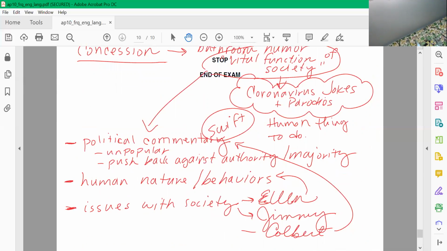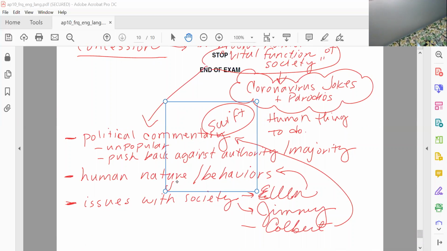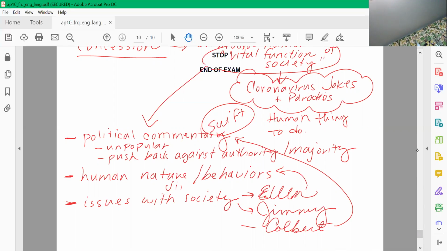Jim Gaffigan, he does a lot of things about human nature and behaviors. Oh my gosh, my computer hates me today. Cancel. So I think he would be a good one to have there. I think these ones I have are also pretty strong.